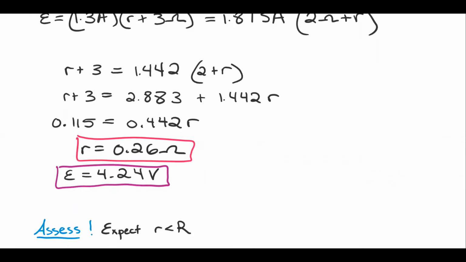Another thing is that we got a reasonable answer for the voltage of our battery. 4.24 volts is perfectly reasonable for a battery, especially considering the current values that we got. So we can be rest assured that we did our math correctly, we applied our physics correctly, and that this answer we can be confident in.